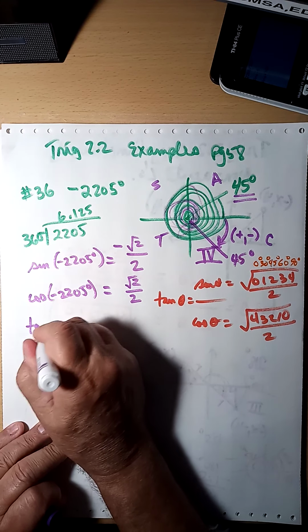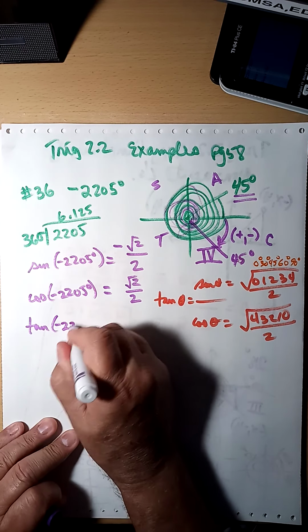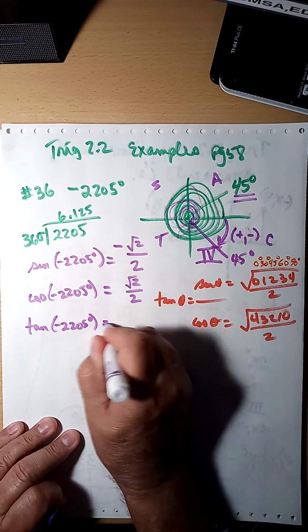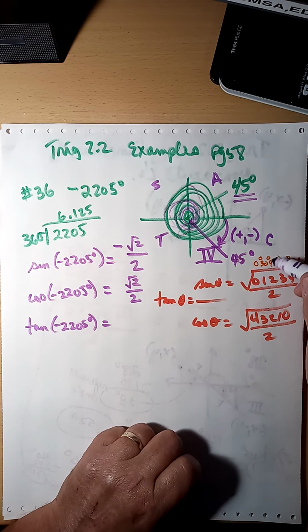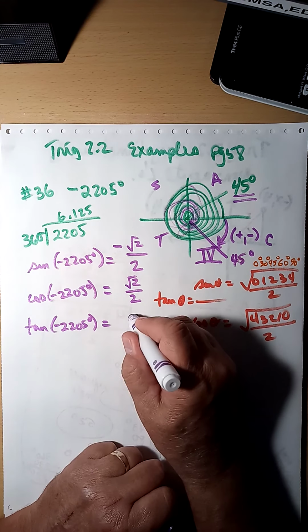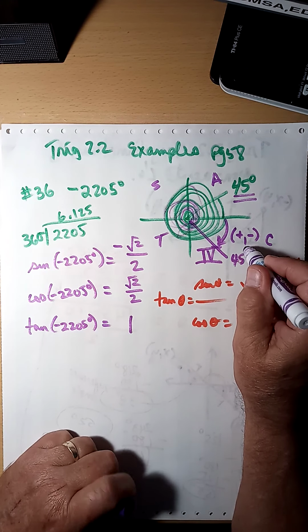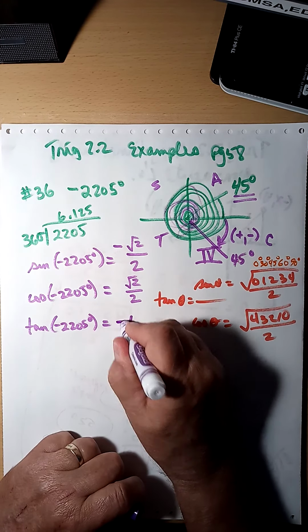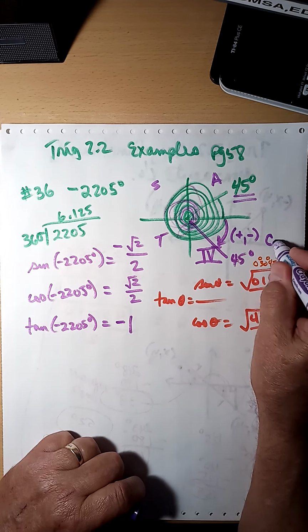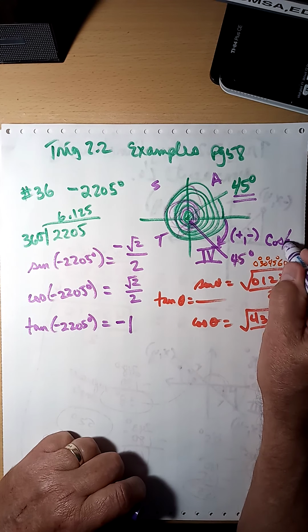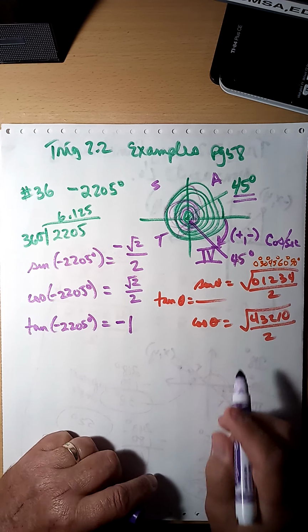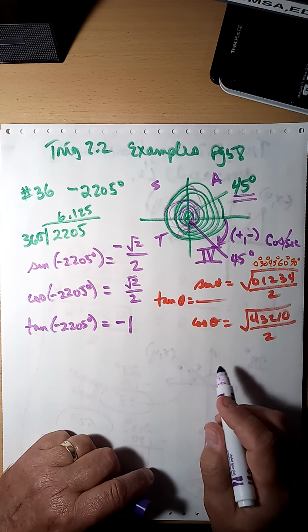How about the tangent of a negative 2,205 degrees? Well, see, the tangent is the sine over the cosine, square root of 2 over 2 over the square root of 2 over 2, which is just 1. In that quadrant, is this plus or minus 1? It's a minus 1. The cosine and its sort of cousin secant are positive in the fourth quadrant.